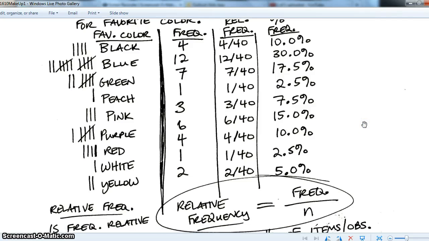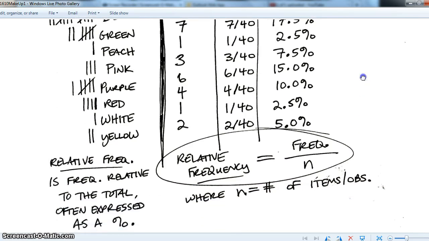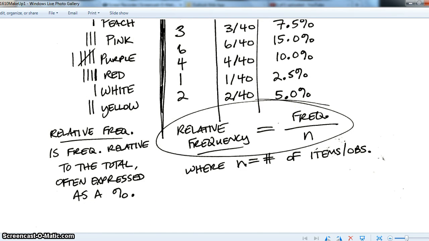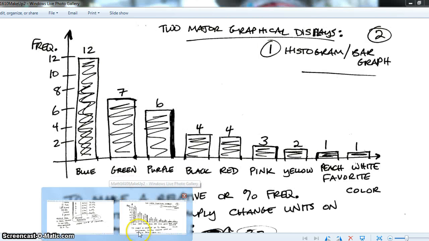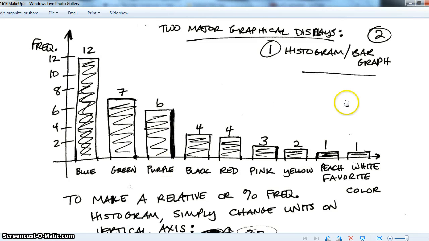Okay, so let's look at the next page. Okay, so two major graphical displays here. The first one is a histogram or bar graph, and this is a display where you have a bar representing each of the values of the category. And the main thing I want to point out here is notice that these bars have a little bit of separation between them. Okay, they're not touching each other.